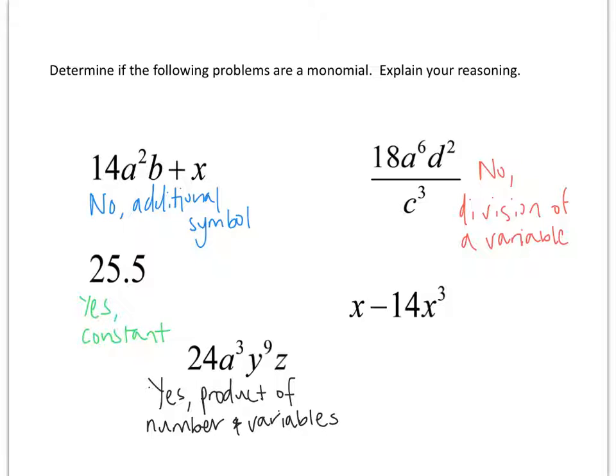Okay, x minus 14x cubed. This would not be a monomial because of the subtraction sign. So again, just recapping from the beginning of chapter 7 about monomials, and this will help us again today as we classify polynomials.